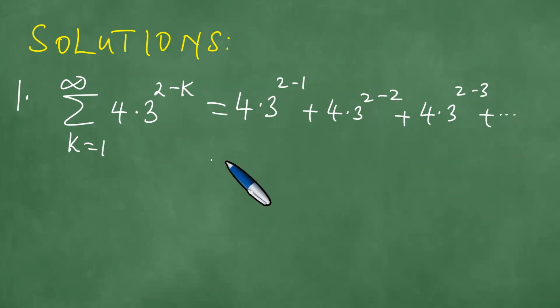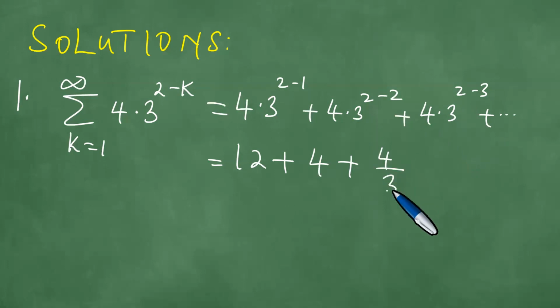So this goes on. So now what is 2 minus 1? 2 minus 1 is 1 there. So this is like 3 to the power 1, which is only 3. So what is 4 times 3? 12. Plus, and therefore here, this is 2 minus 2, which is 0. So this is exactly 4 plus 3 to the power 2 minus 3, which is exactly minus 1. So this is 4 over 3, and so on, like this.